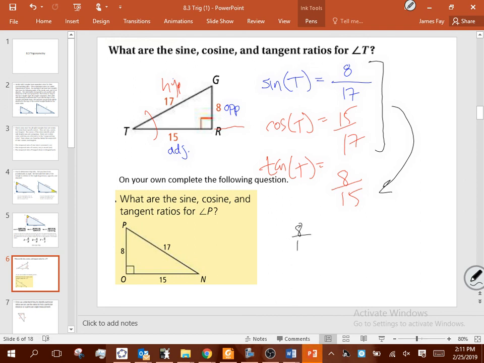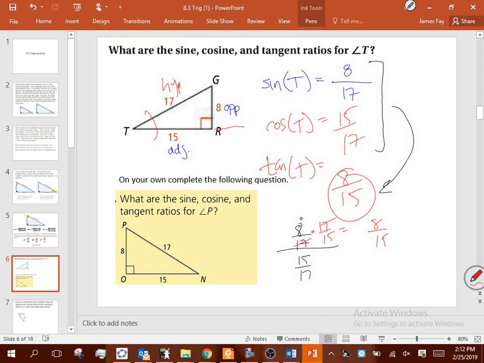If I take 8 over 17, divide it by 15 over 17. Do you guys remember how to divide a fraction by a fraction? The 17s cross out in this case, but if they were different, we would take the bottom fraction and multiply by its reciprocal. Do the 17s cancel then? It gives me 8 over 15, which is that number right there.